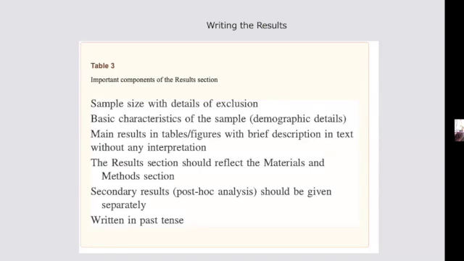So the sample size with details of exclusion should be discussed here. Basic characteristics, so the main results. You could use tables, figures, but this is quite discretionary, right? So some people prefer using tables. Some people prefer using figures.